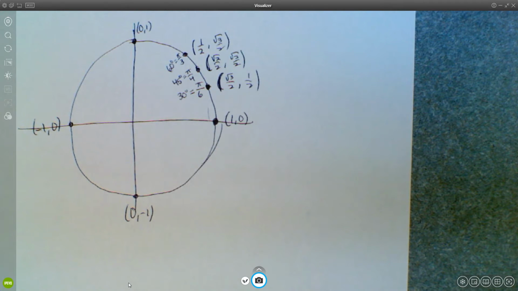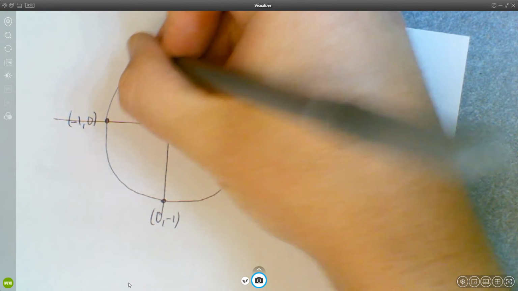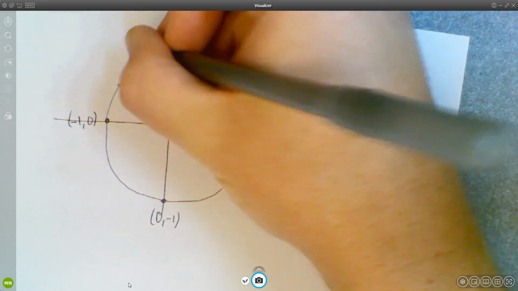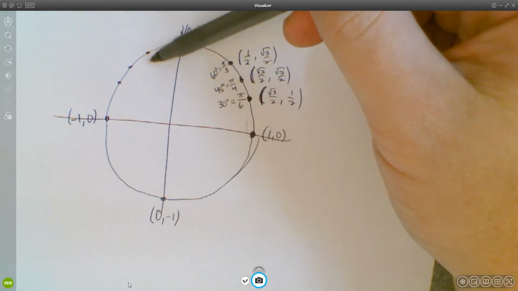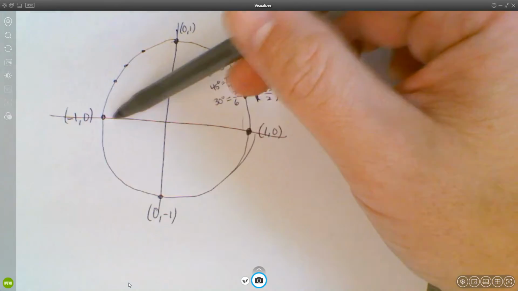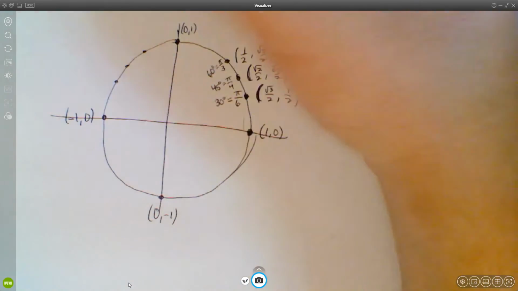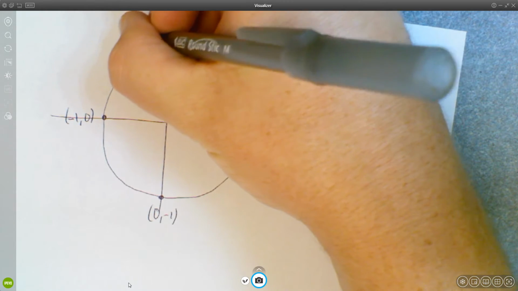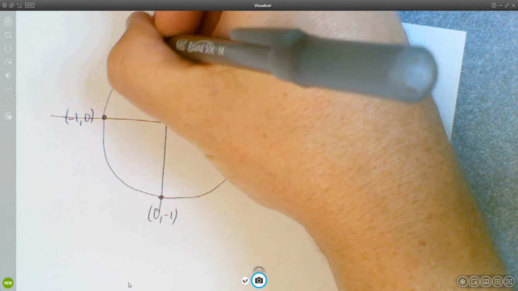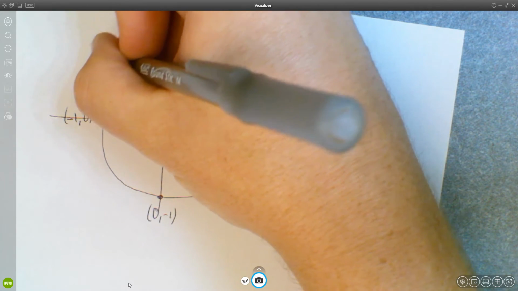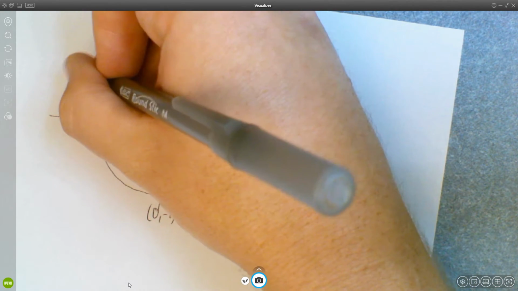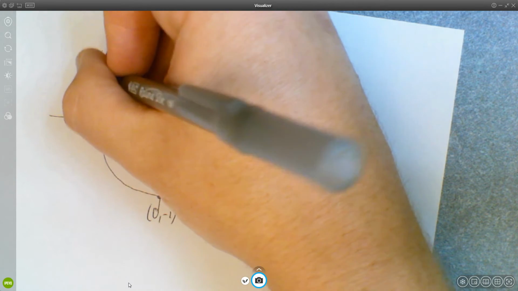Now the other 3 quadrants, you can get pretty easily just by symmetry. These 3 points over here are going to have the same coordinates as the ones in quadrant 1, except that over here in quadrant 2 the x-coordinates are going to be negative. So this one is going to be (-1/2, root 3 over 2). This one is going to be (-root 2 over 2, root 2 over 2). This one's going to be (-root 3 over 2, 1/2).